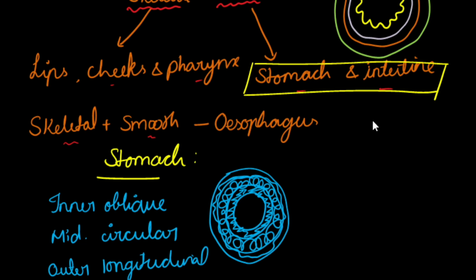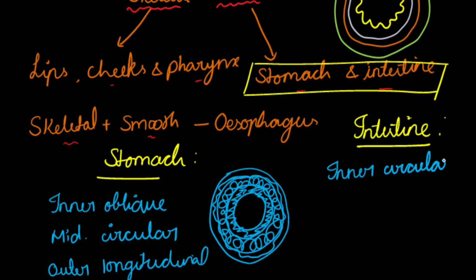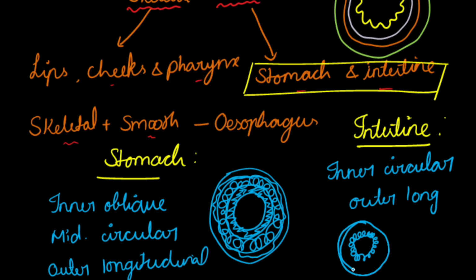Now let's see what is the difference between the muscular layer of the stomach and intestine. In case of intestine, we will be having only two muscular layers: inner circular and outer longitudinal. So in case of intestine, it looks like this: the inner circular layer will be there, followed by the outer longitudinal layer, like this. Fibers will be in a longitudinal way.